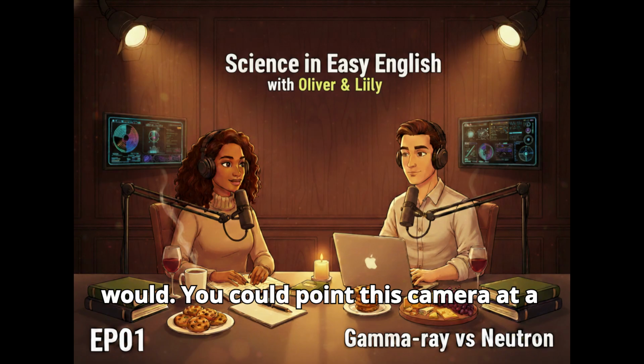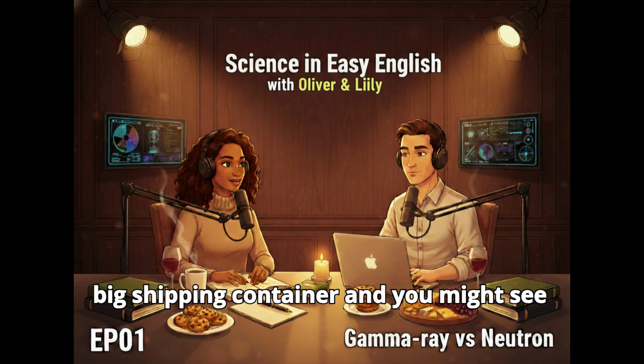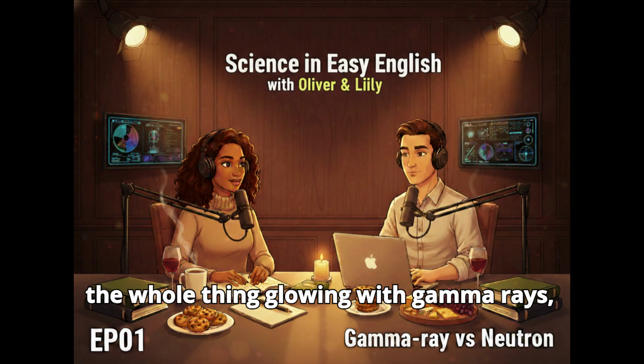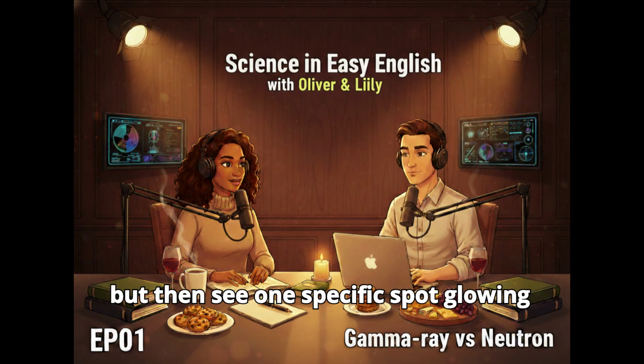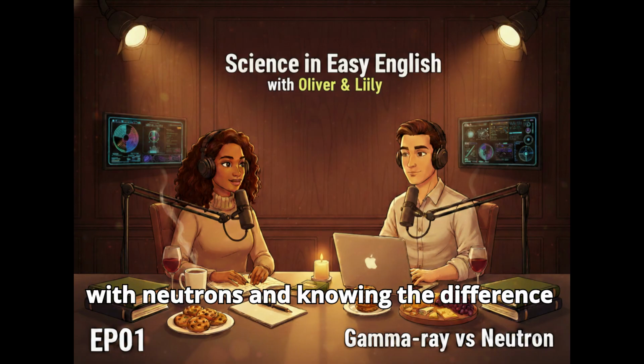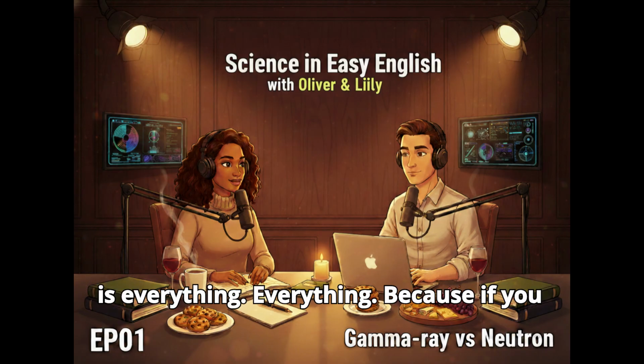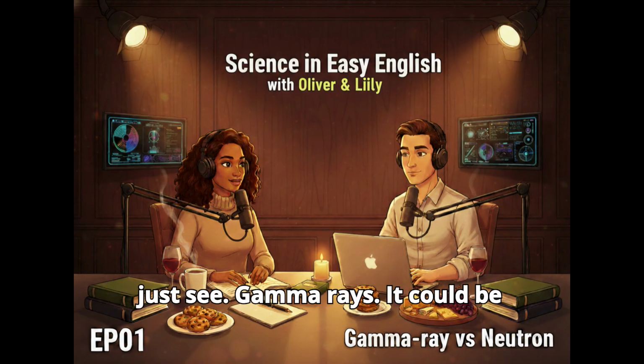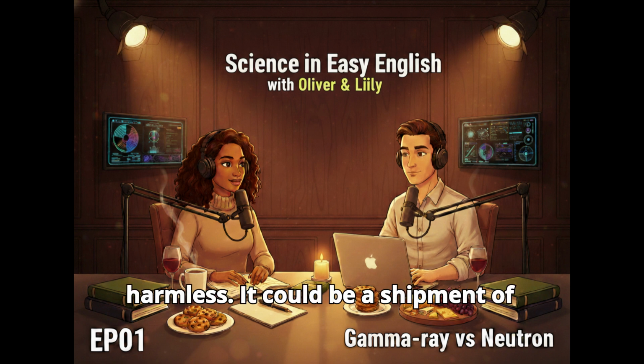You could point this camera at a big shipping container, and you might see the whole thing glowing with gamma rays, but then see one specific spot glowing with neutrons. And knowing the difference is everything. Because if you just see gamma rays, it could be harmless. It could be a shipment of bananas or even kitty litter.